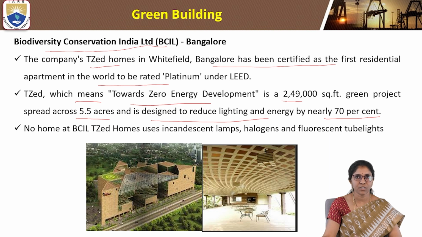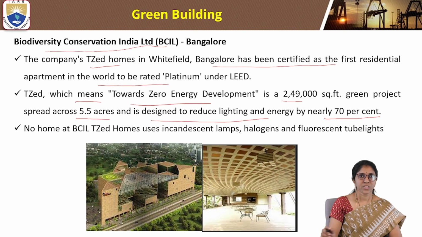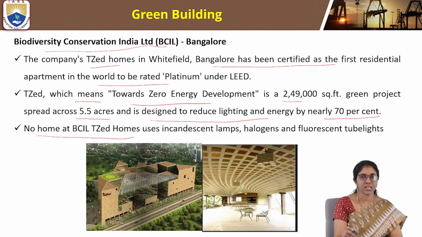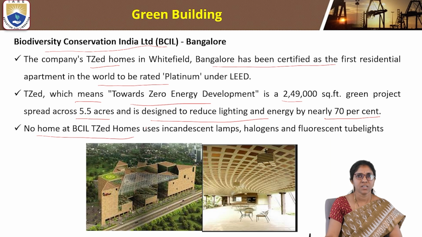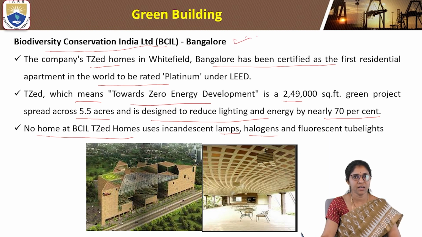So no home at BCIL TZ Homes uses incandescent lamps, halogens or fluorescent tube lights, because it is designed to reduce lighting and energy by nearly 70%. So this is Biodiversity Conservation India Limited, BCIL Bangalore.